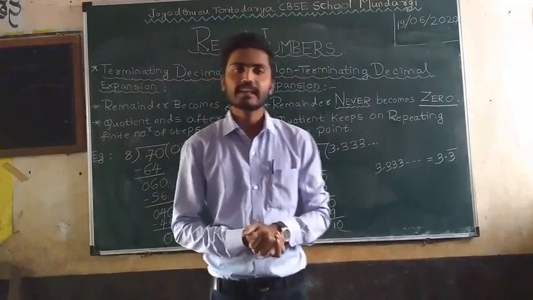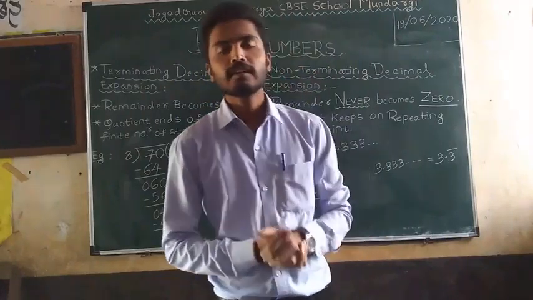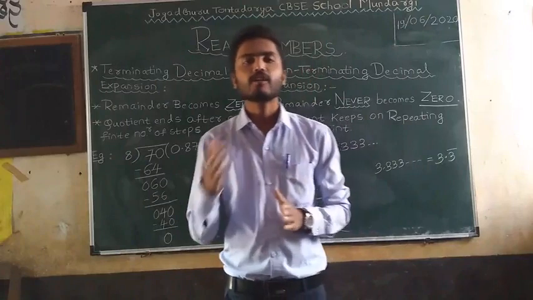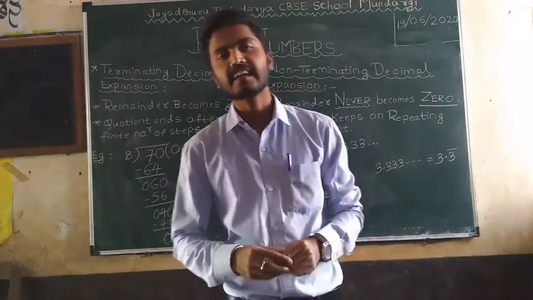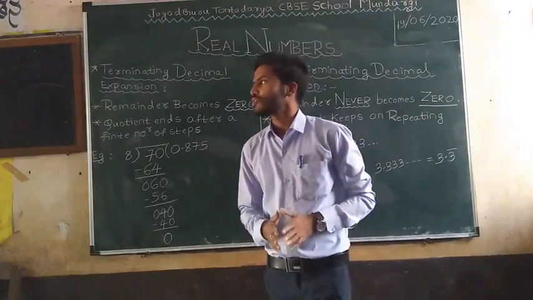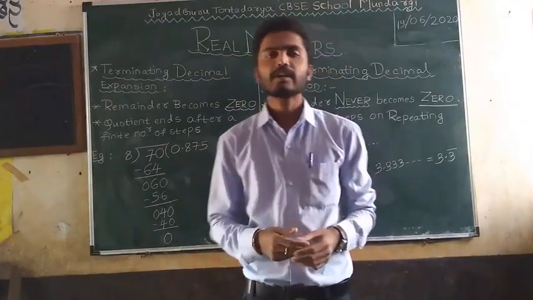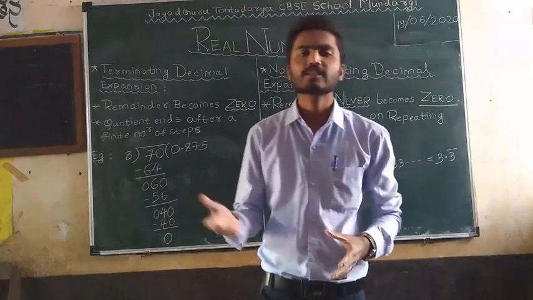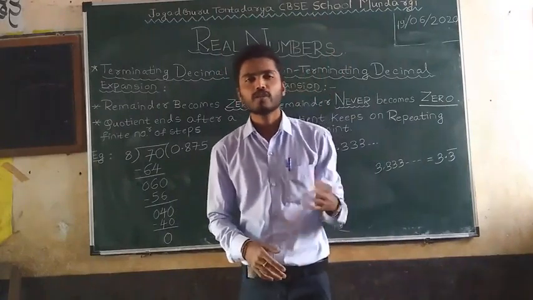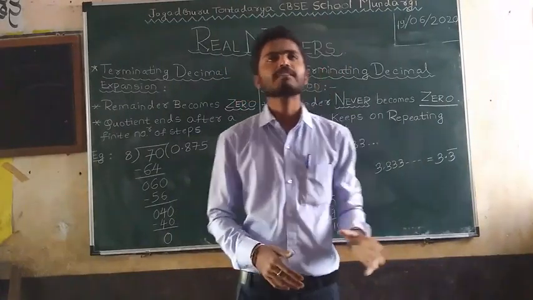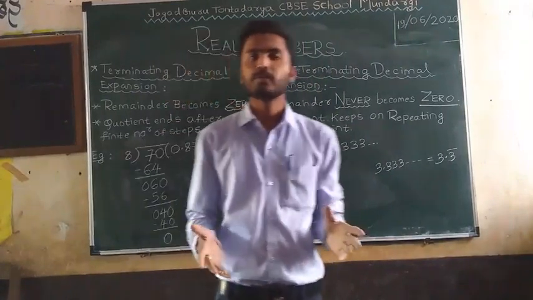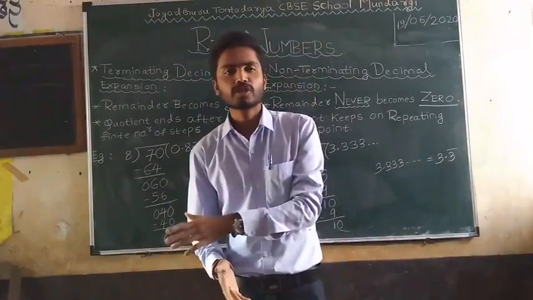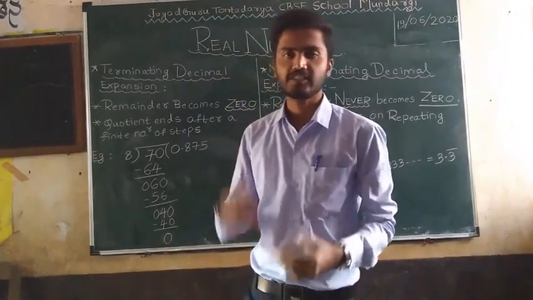Today in this class, we will be studying the terminating and non-terminating decimal expansion of rational as well as irrational numbers. In the 9th class, we studied rational numbers as well as irrational numbers. So, what are rational numbers? Rational numbers are those numbers which can be expressed in the form of p by q, where q is not equal to 0 and p and q are integers.